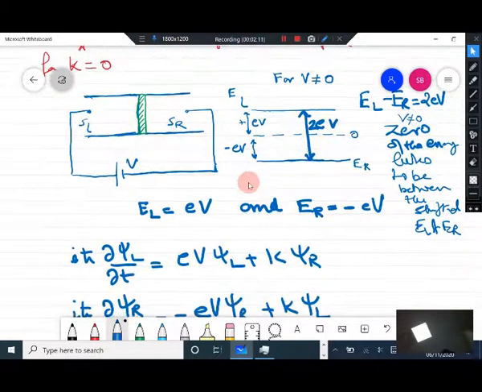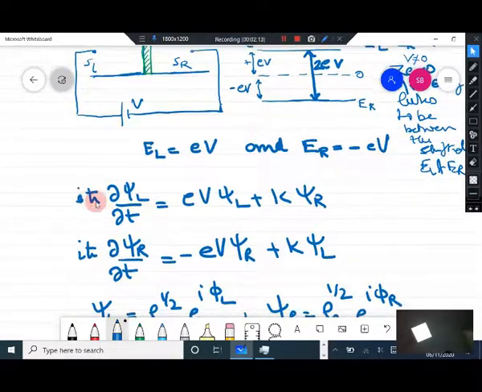So by considering this, we write down i h cross del psi L by del t is equal to plus EV psi L, which is the wave function on the left side, plus the perturbation. This is k times psi R, which is coming from the right side leaking into the left side. Similarly, i h cross del psi R by del t is equal to minus EV psi R plus k times psi L. Now this is the perturbation. It is not changing the effective ground state energies of the superconductor in any way. It is a very minor perturbation.